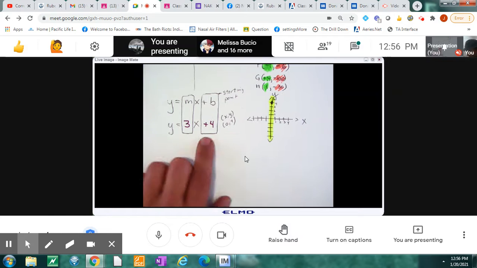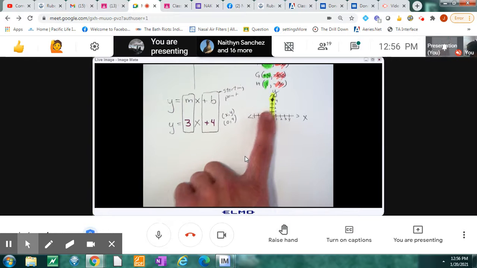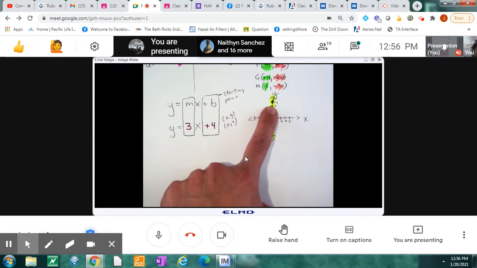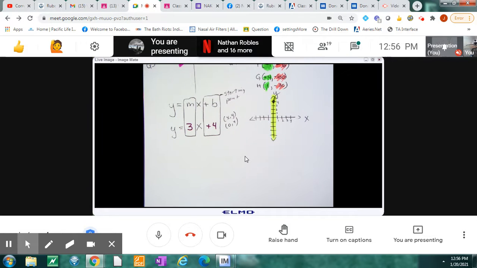So for the most part, there it is, okay? 4, okay? That's it. That's 0 comma 4 in the grid, okay? So now what you've got to do is move it, okay? You've got to move it.